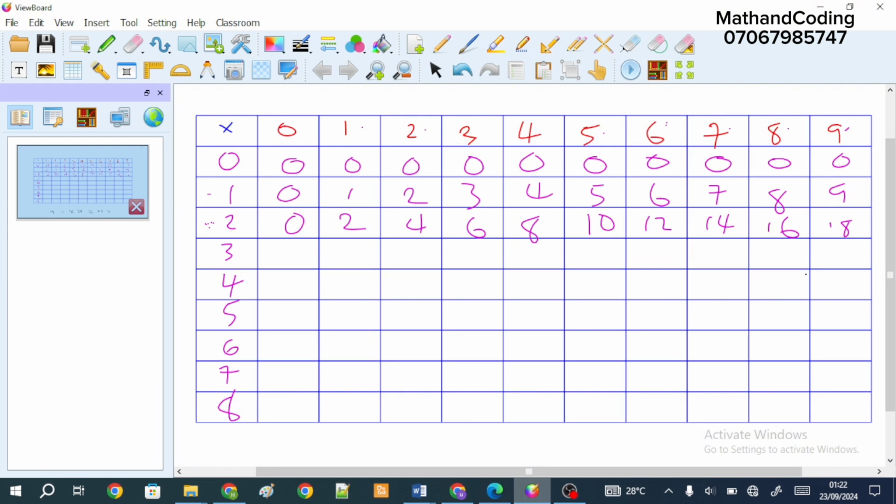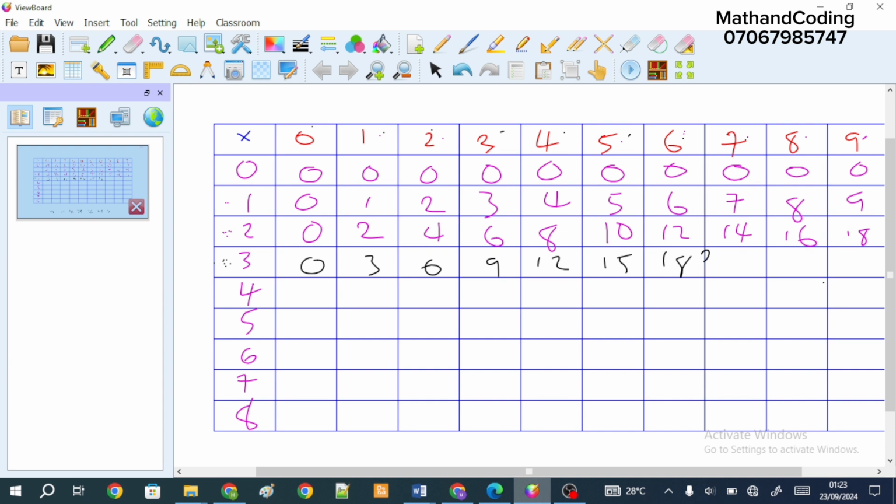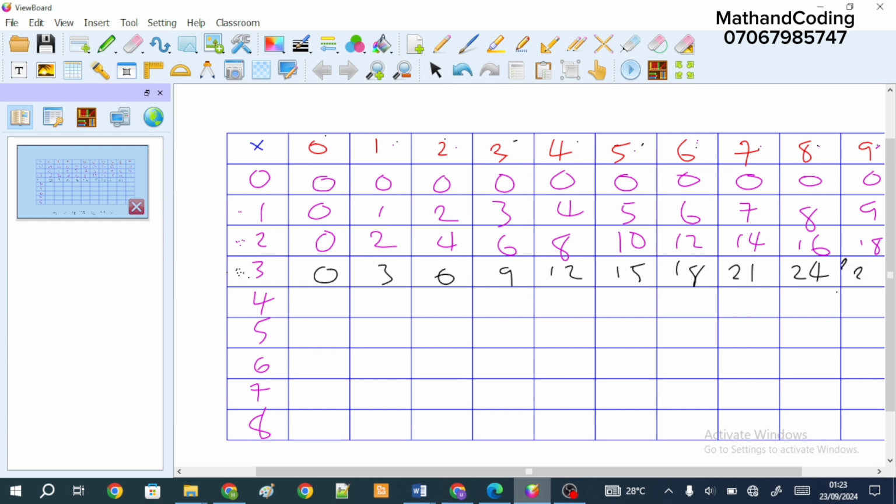Okay, let's move on to 3 times. 3 times 0 is 0, 3 times 1 is 3, 3 times 2 is 6, 3 times 3 is 9, 3 times 4 is 12, 3 times 5 is 15, 3 times 6 is 18, 3 times 7 is 21, 3 times 8 is 24, 3 times 9 is 27.